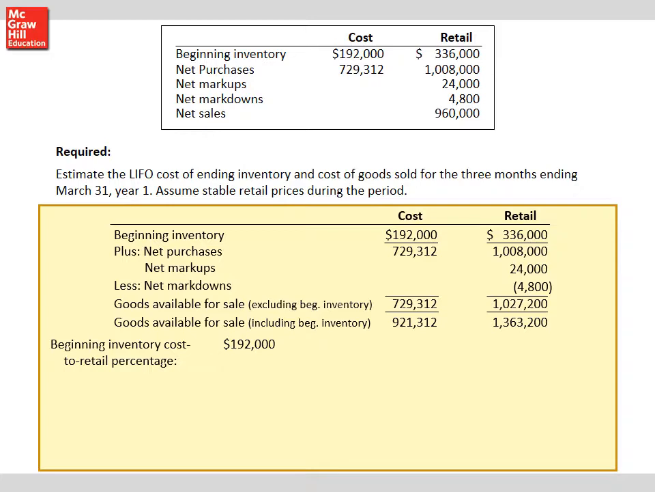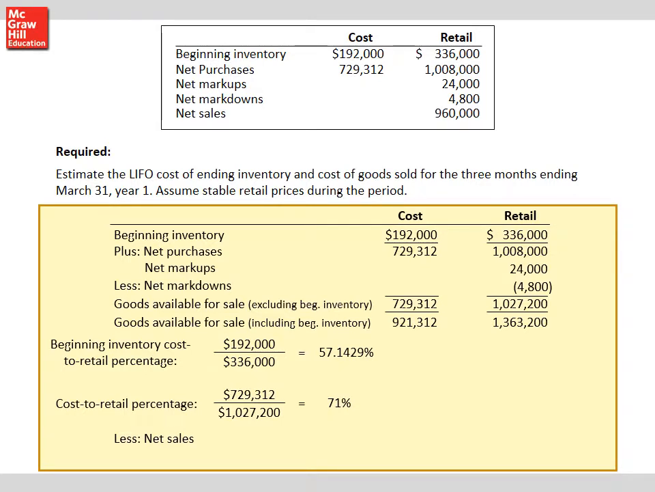Now, what we do when it comes to LIFO is we first determine a beginning inventory cost to retail percentage. That's only based on the cost of beginning inventory divided by the retail value of beginning inventory, 57.1429%. We also find a cost to retail percentage on the purchases for this year. Purchases were $729,312 cost divided by the retail value of only the purchases, 71%.